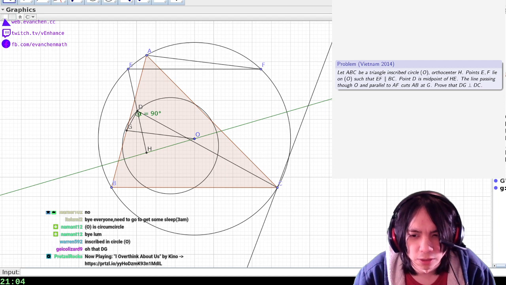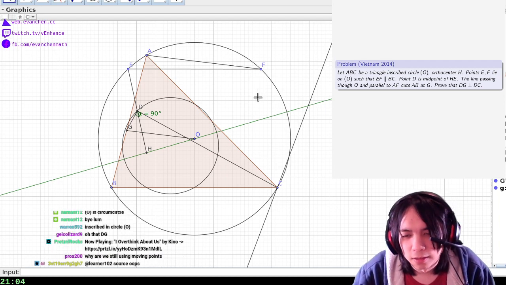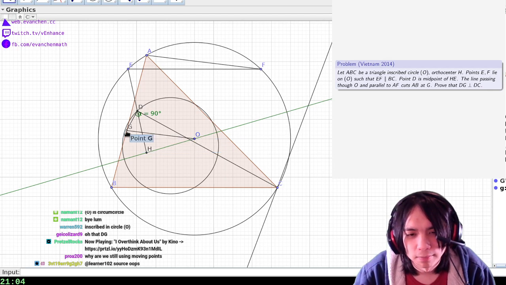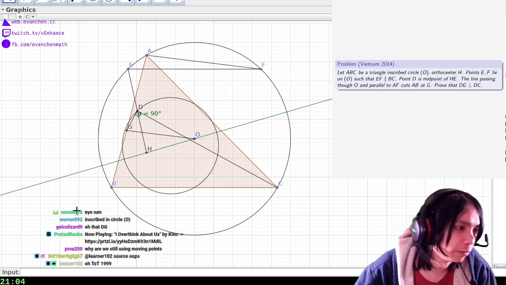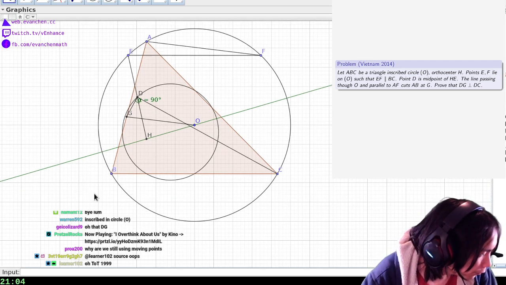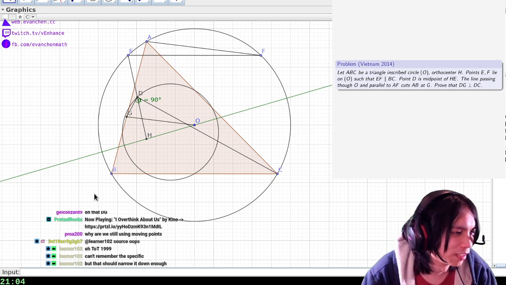Wait, sorry, no, this is wrong. Ignore what I said. You need to rotate D. Okay, so it's just this bad. Yeah, it's degree 5. You need to check it for 6 points if you want to use moving points. Why are we still using moving points? I don't know. I mean, it worked. I think what I have is a complete solution.